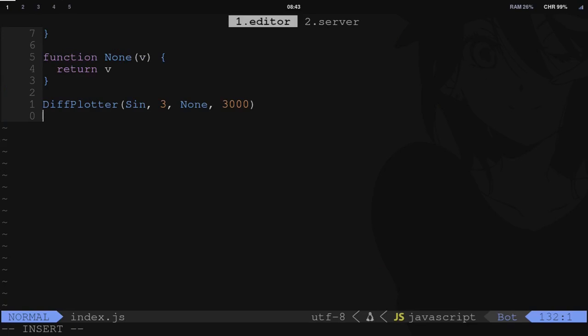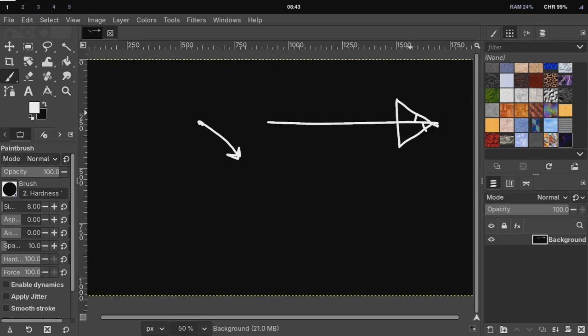Welcome guys. So we'll be continuing making our differential equation plotter, and today we have to accomplish plotting equations like y prime equals some multiple of y plus some multiple of x. So we have to accomplish this. How are we going to accomplish this?